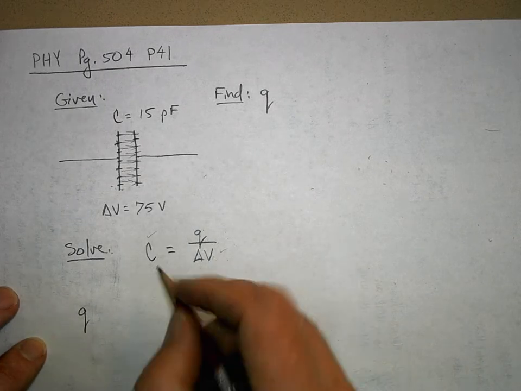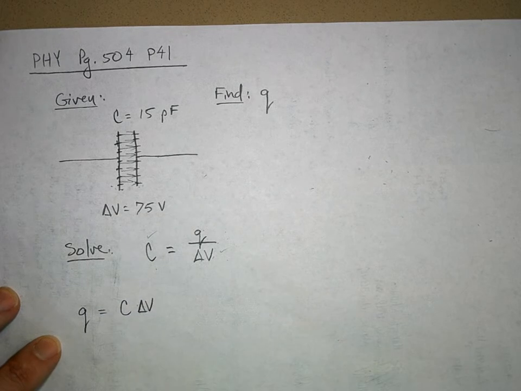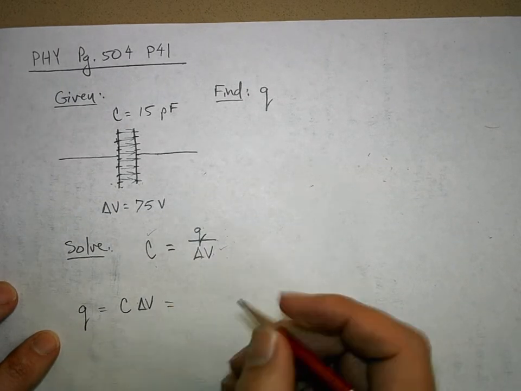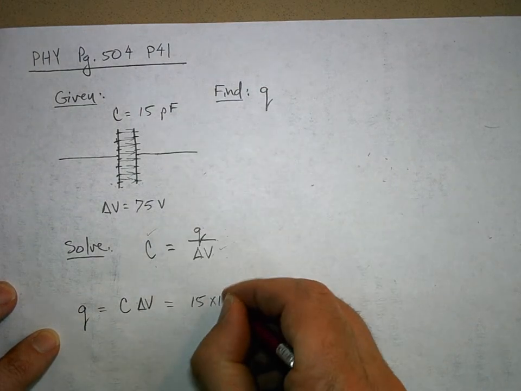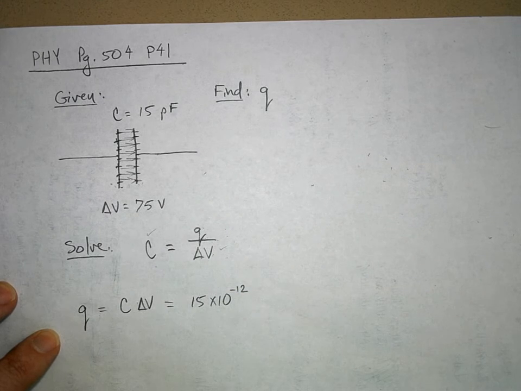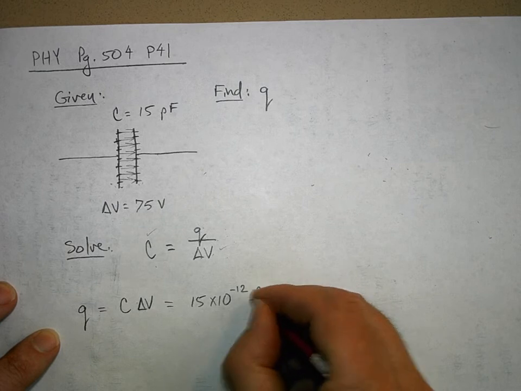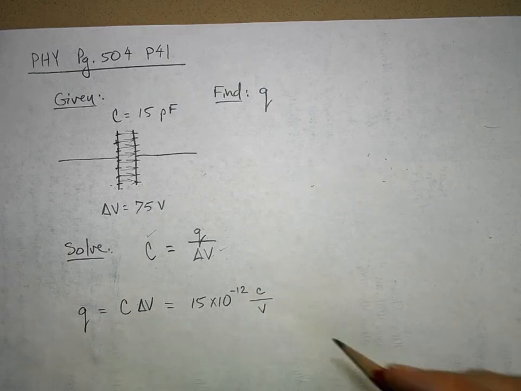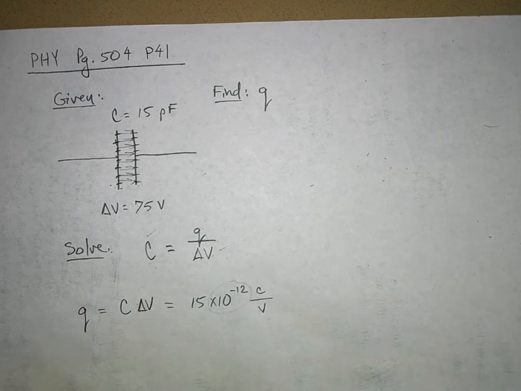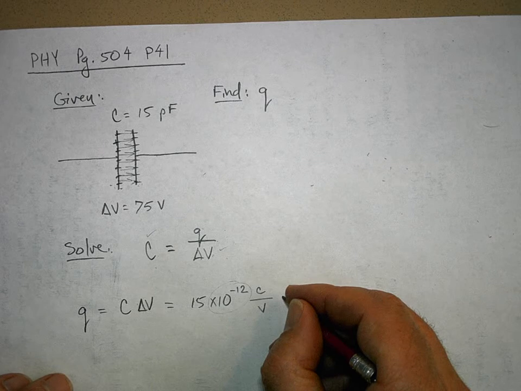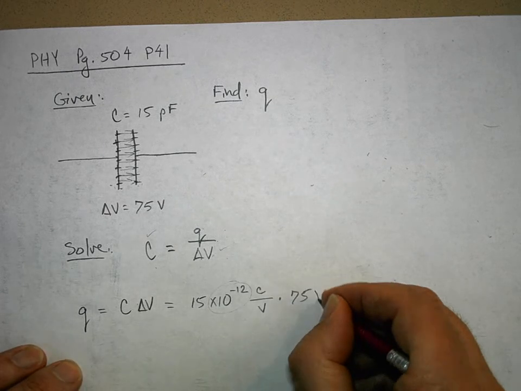When you do, that cancels out on this side, and you get the charge is equal to the capacitance times the potential difference across the plates. Then you had to know what pico meant. 15 times 10 to the negative 12. And then what are the units for capacitance? Coulombs per volt. Now, you didn't really have to do that. You could have put farads. Pico is times 10 to the negative 12. And then we're going to multiply that times the voltage source of 75 volts.